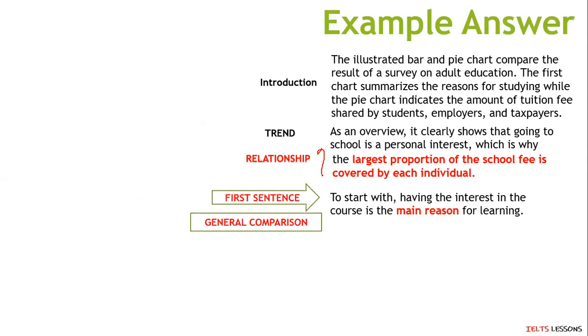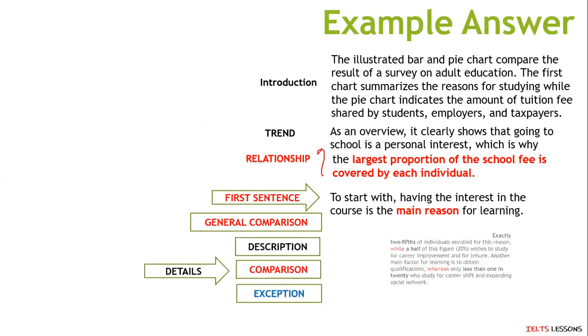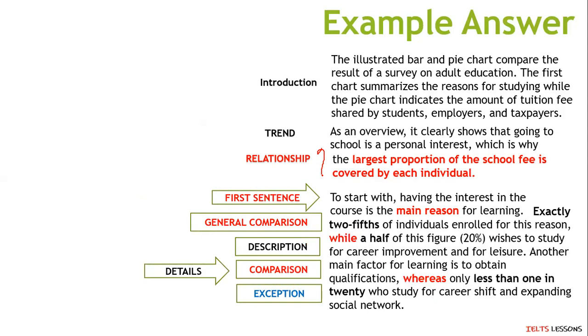Now we have the first body paragraph, as our first sentence: To start with, having an interest in the course is the main reason for learning. And then details and description: Exactly 2/5 of individuals enrolled for this reason, while a half of this figure wishes to study for career improvement and for leisure.